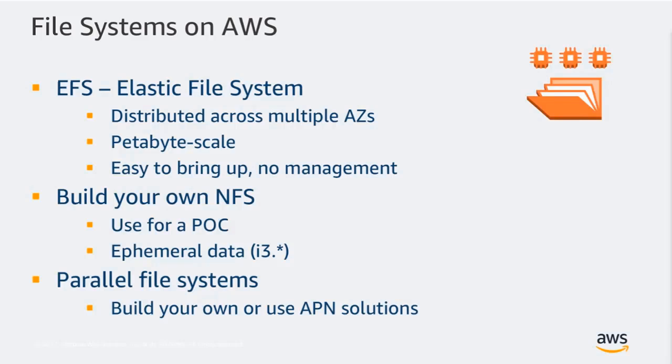HPC clusters have been using parallel file systems for decades, and the need for POSIX-like parallel file systems is still needed for certain HPC workloads. And you can still build your parallel file system or leverage solutions from one of our partners on AWS. And we have a lot of examples of this now.